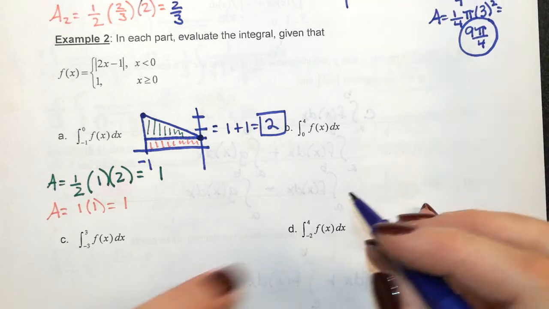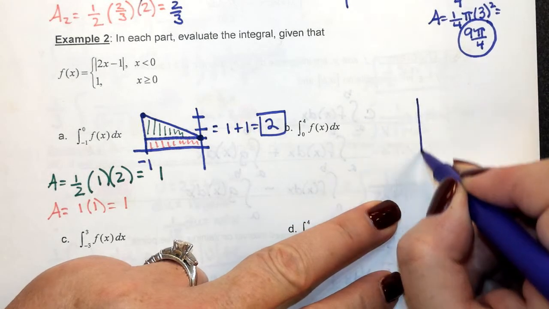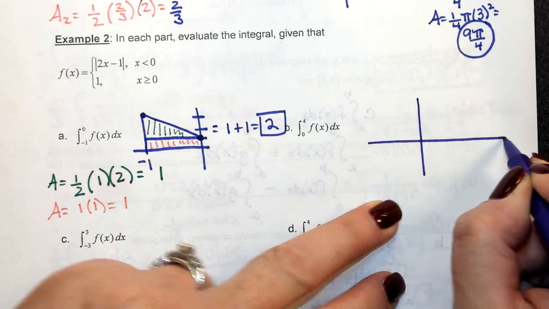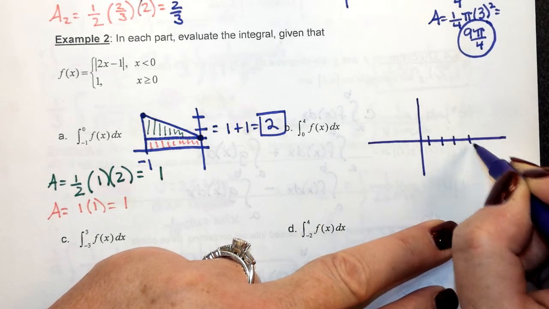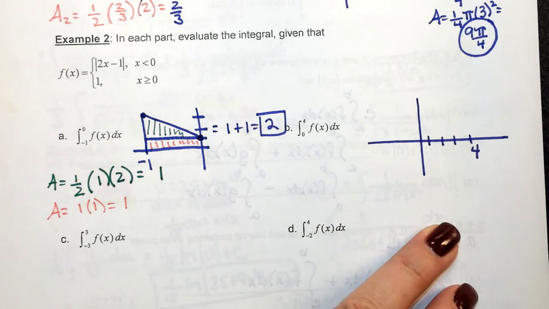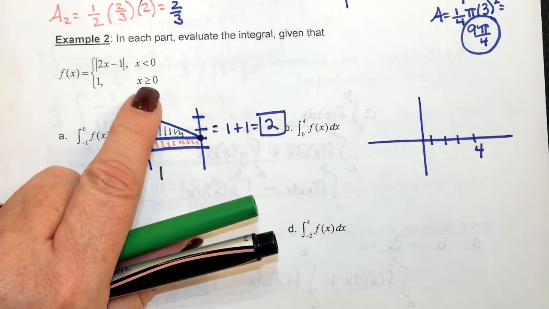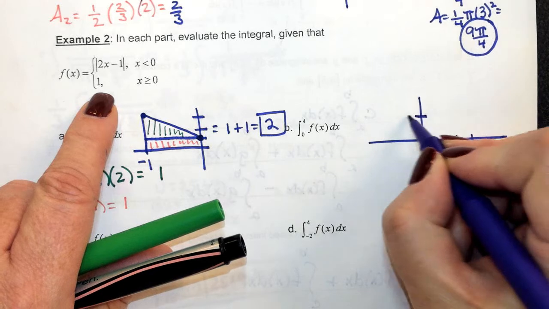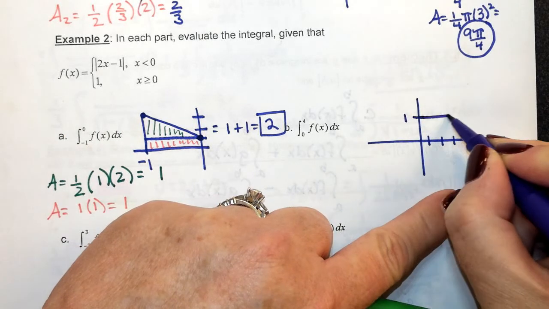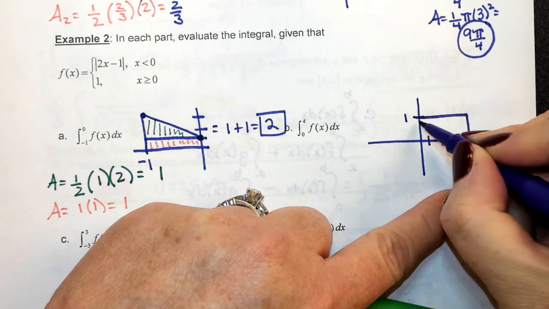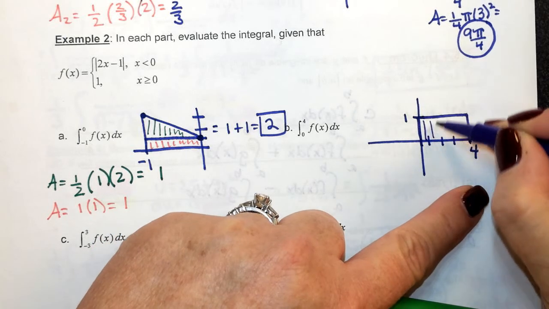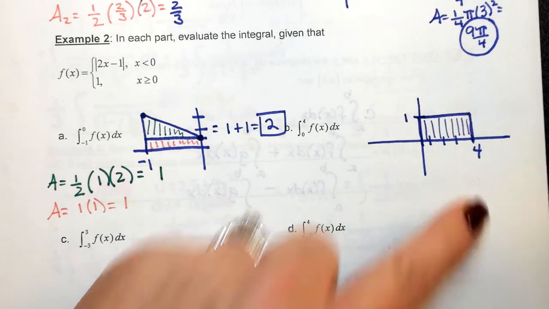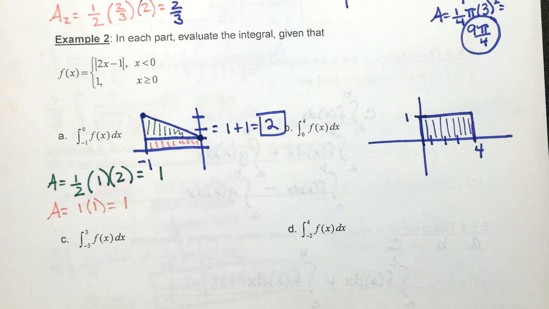All right. Let's take a look at B. So I'm going to go from 0 to 4. Well, when x is greater than or equal to 0, the y value is 1, which means I have another horizontal line. So again, I'm trying to calculate the area under the curve from 0 to 4. So you guys go ahead and do this one for me on your own.